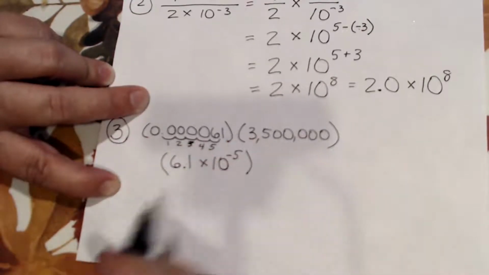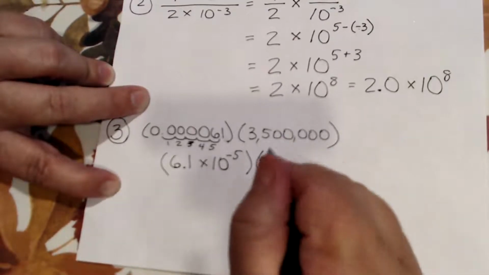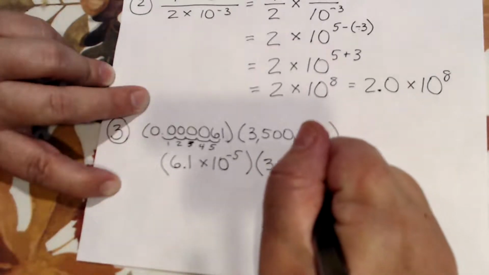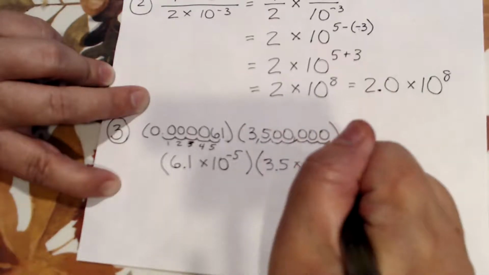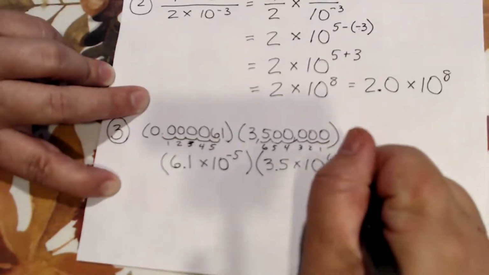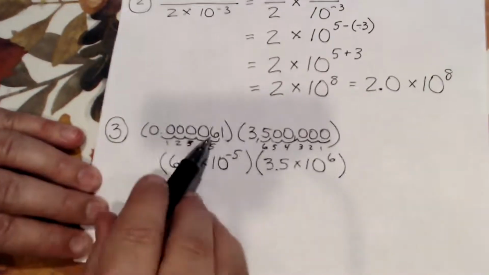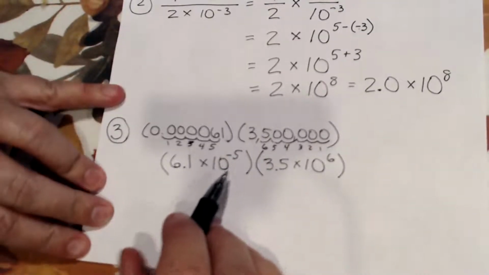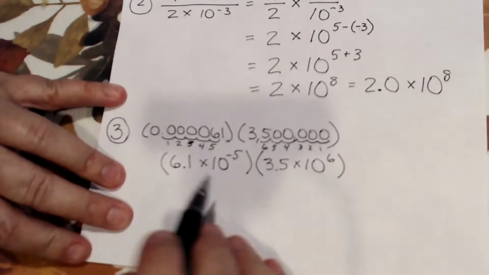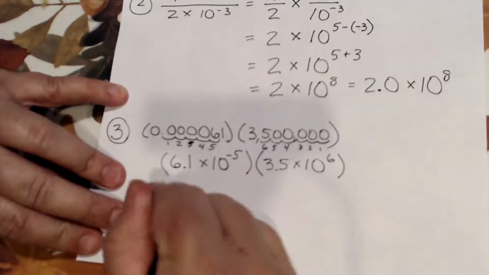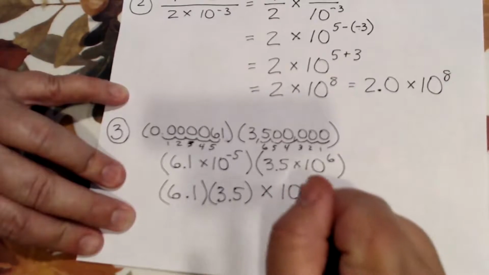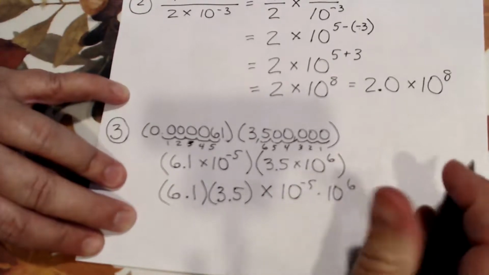I'm going to multiply that times, and this one's going to be 3.5 times. Let me figure out how many spots I'm going to move it. 1, 2, 3, 4, 5, 6. And since this is a large number, it's going to be a positive exponent. Big numbers have positive exponents. Little numbers have negative exponents. Since all of this is multiplication, I can move it around using the commutative property. So I've got 6.1 times 3.5 and then times 10 to the negative fifth times 10 to the sixth.